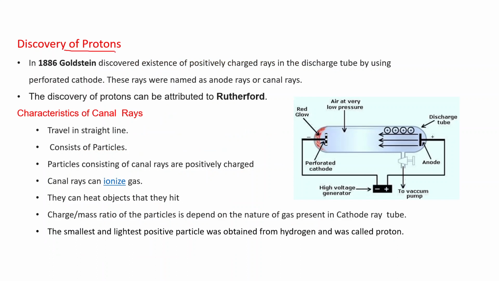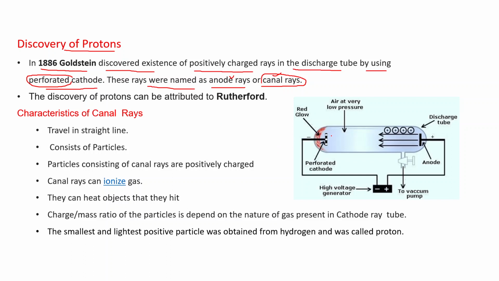Discovery of protons. In 1886, Goldstein discovered existence of positively charged rays in the discharge tube by using perforated cathode. Again, perforated means containing small holes. These rays were named as anode rays or canal rays. Now again, why they were named as anode rays? Because these seemed to be coming from anode. That's why anode rays.